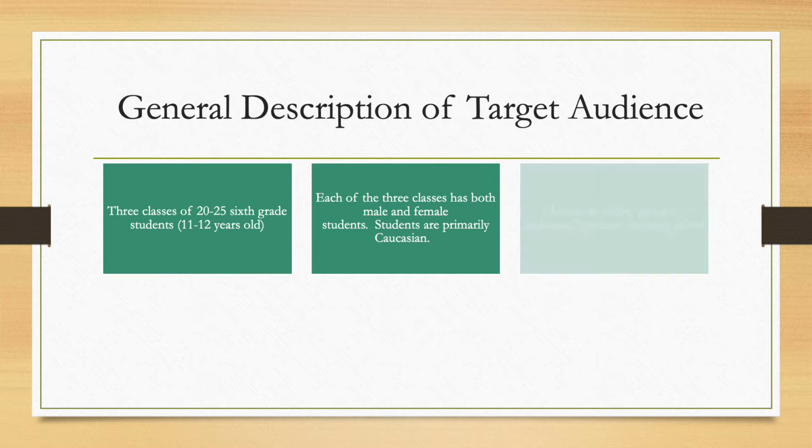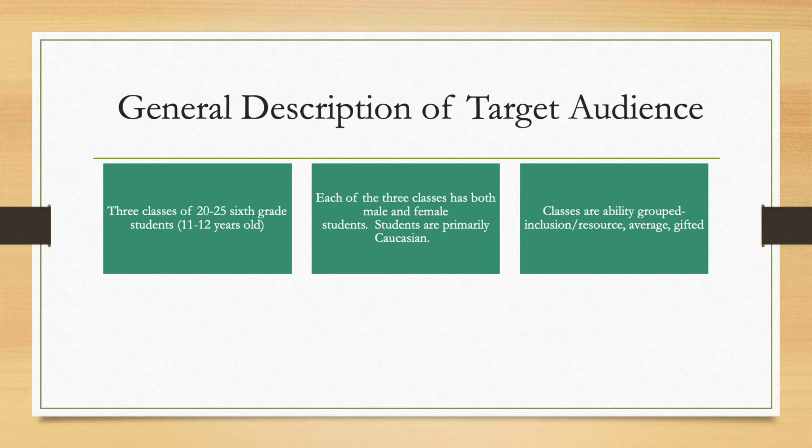Each of my classes is ability grouped, meaning I have one class made up of my lower performing students, students with IEPs, and students who are pulled for resource. My next class is full of students who are considered average in performance. Finally, I have my gifted class made up of merit students who are pulled each week, as well as students who are considered high performing, although they don't qualify for the gifted class.